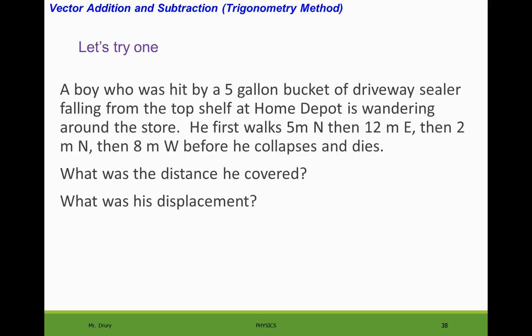So here we go. A boy who was hit by a 5-gallon bucket of driveway sealer falling from the top shelf of Home Depot is wandering around the store. He first walks 5 meters north, then 12 meters east, then 2 meters north, and then 8 meters west before he collapses and dies. I know that's kind of sick, I'm sorry. What was the distance he covered, and what was his displacement?